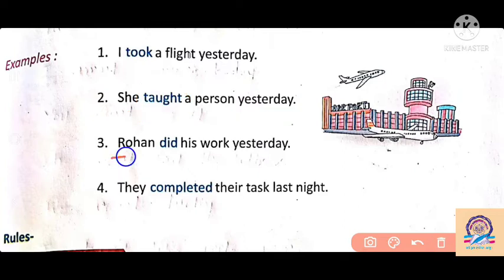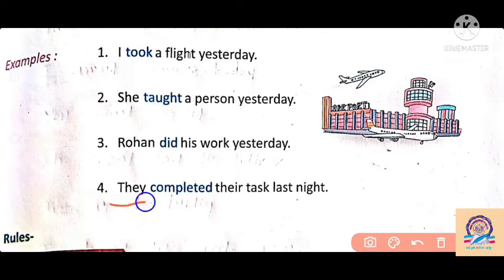Then, Rohan did his work yesterday. So did is a helping verb we have to use in the simple past tense. The helping verb did is used here. By seeing did and yesterday we can say the sentence is in the simple past tense. So we use did as a helping verb to show the simple past tense.